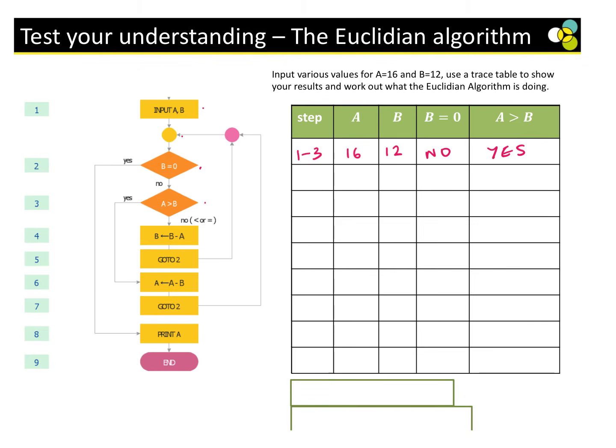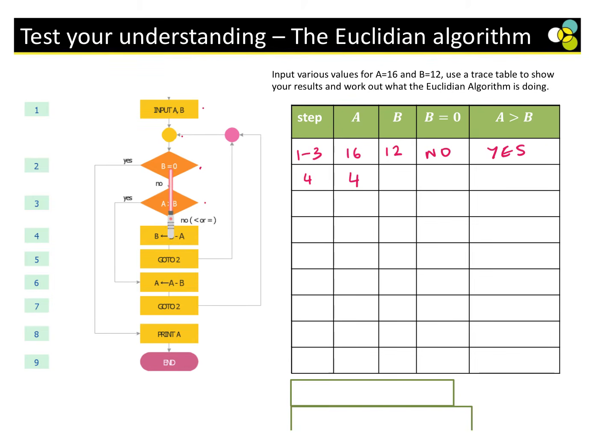It's fine. So A is greater than B. So from here, yes, so then I go A now equals A minus B. Step 4. A now equals A minus B, which is 4. Okay? Go to 2. Up I go, back to 2.